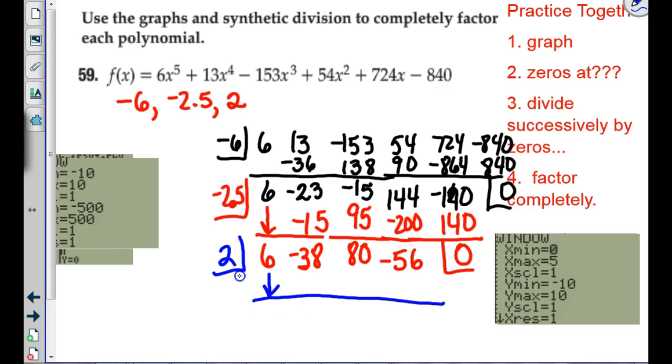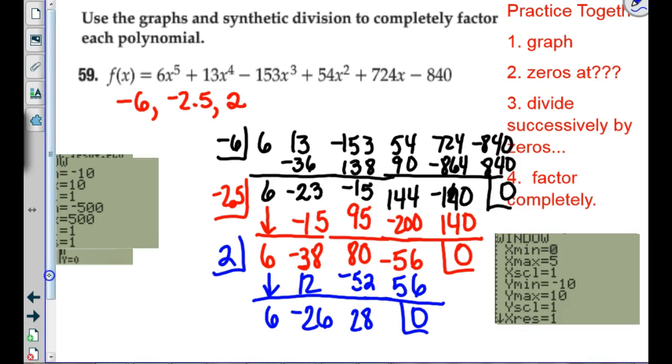Bring down the 6. 2 times 6 is 12. Negative 38 plus 12 is negative 26. Times 2 is negative 56. 80 minus 52. I'm just kidding, right? This should be 52. I multiplied wrong. Is 28. 2 times 28 is positive 56, which makes this 0.